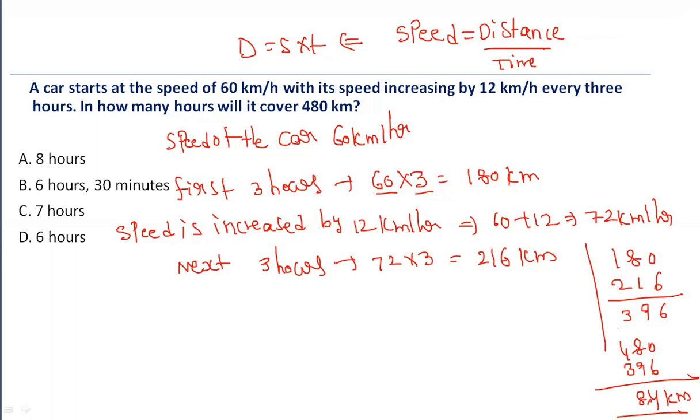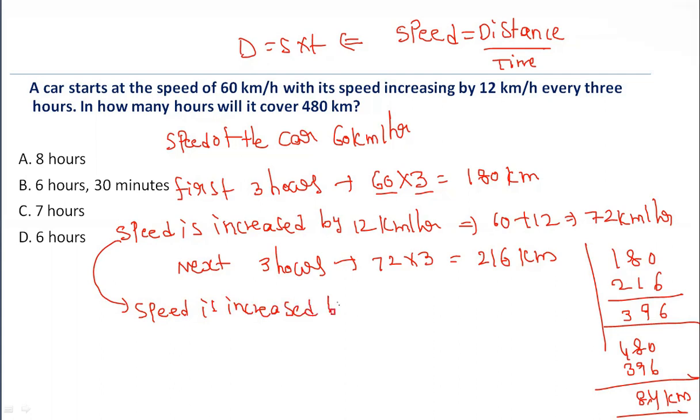Okay, so for that, just see here. Now 3 hours is done. Again for the next 3 hours, the speed will be increased by 12 again. So again for the next 3 hours, speed is increased by 12 kilometers per hour. Previously it is 72, right? 72 plus 12 means it is nothing but 84 kilometers per hour.